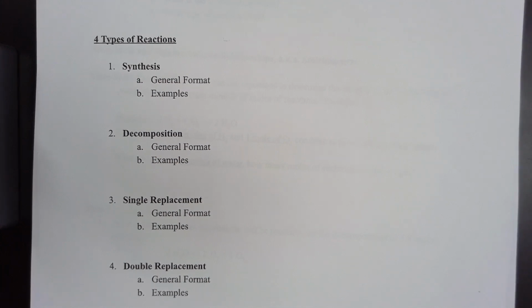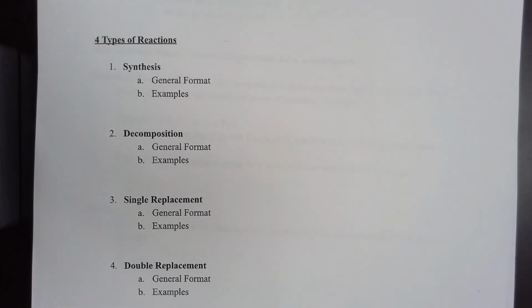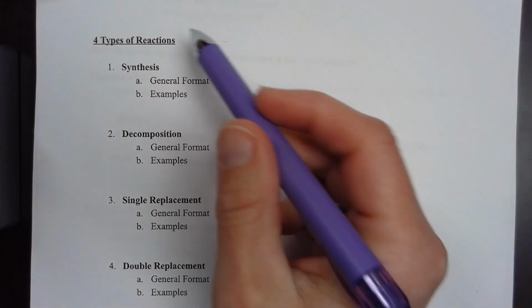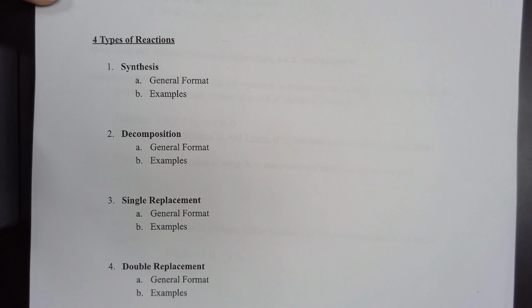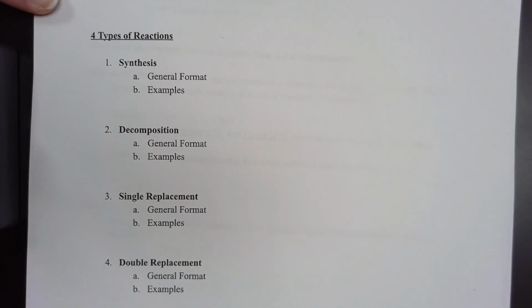We're on page 2 of your Math and Chemistry Stoichiometry note packet. There are 4 main types of reactions that we're going to be talking about. We're going to add a 5th to it eventually. And by the end of the year, you'll have well over 10.